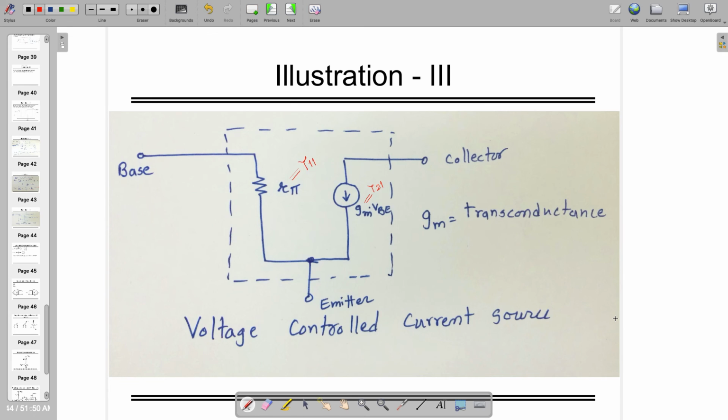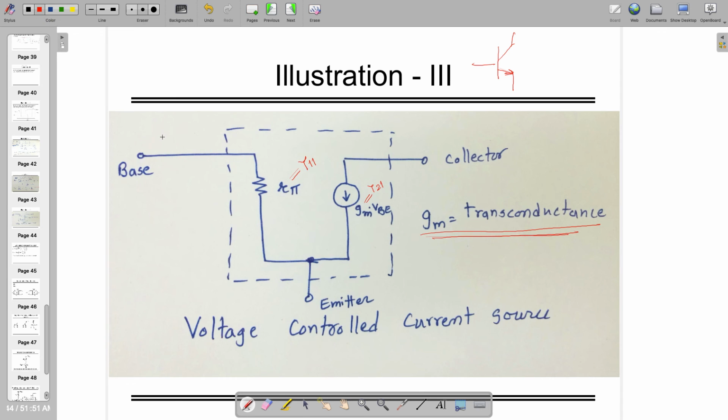This is known as transconductance. And remember this circuit, we are going to use this circuit forever. Those who want to stay in analog circuit design have to remember that the BJT's equivalent model looks like this one.